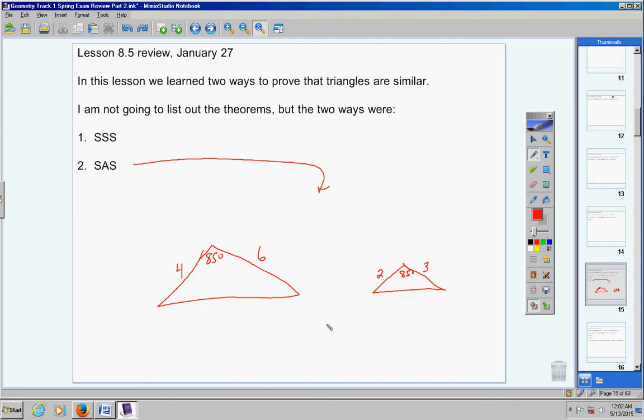So 4 over 2 equals 6 over 3. Let's see if that's true. Reduce both of these fractions and you get 2 over 1 equals 2 over 1. So look at that. Are the two sides here in this triangle proportional to the two sides over here? Yes, they are. And is the included angle between those two sides congruent to the included angle over here between these two sides? Yes, it is. So we can state that these two triangles are definitely what? Similar by the side angle side proportional theorem.